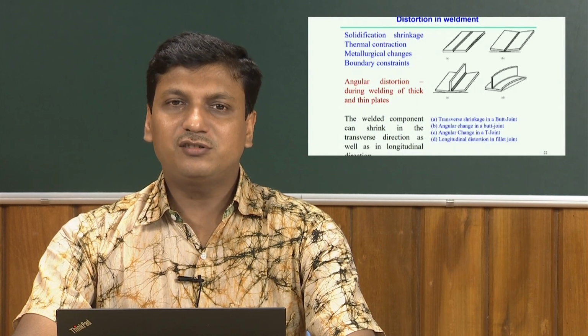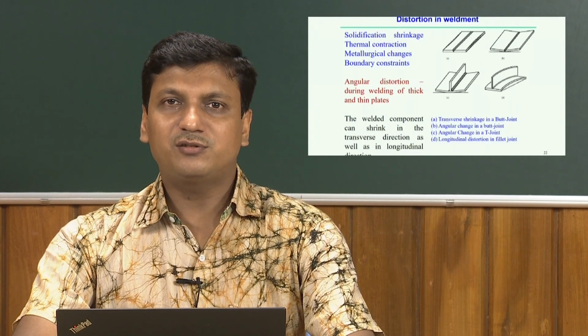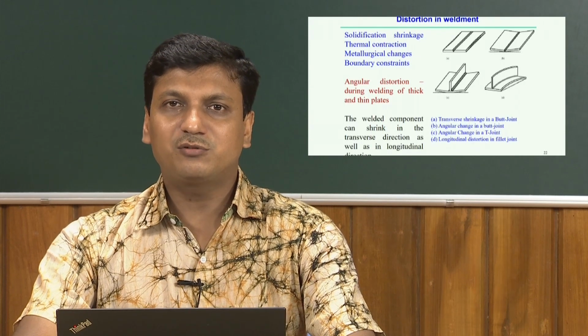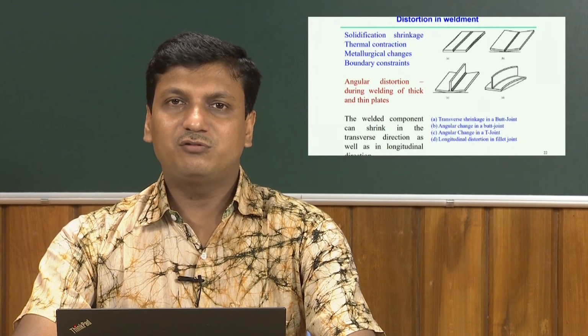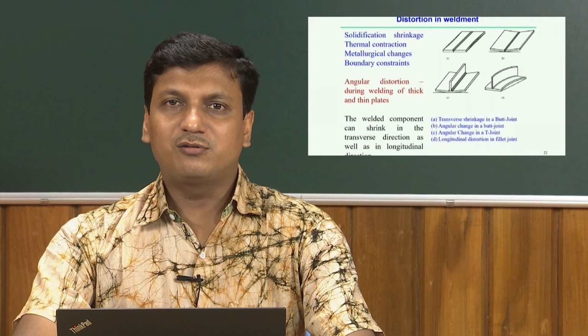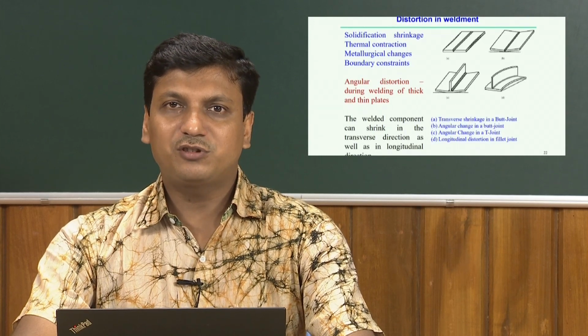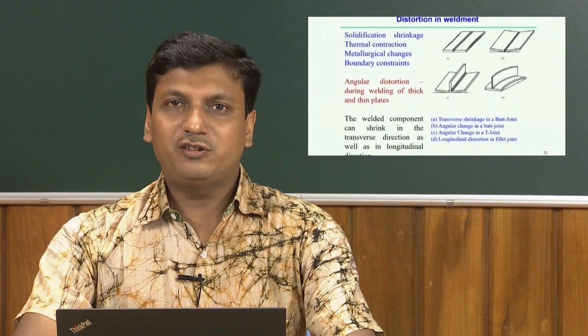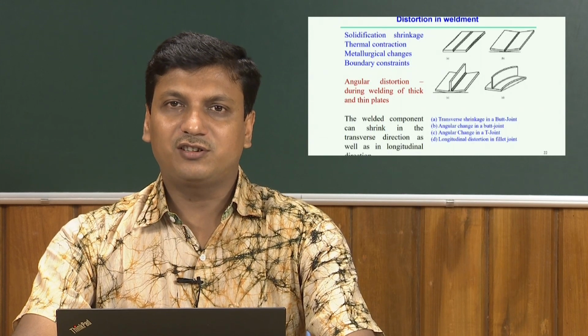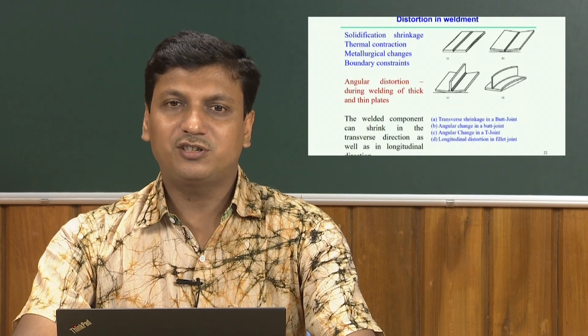So, the reasons for the distortion in a weldment are very similar to the reasons for the generation of residual stress in welding. That is why we usually say that distortion and residual stress in a welded structure are linked with respect to each other.